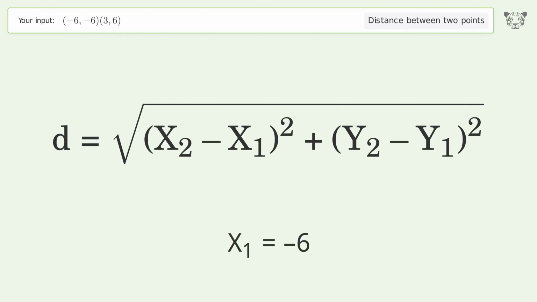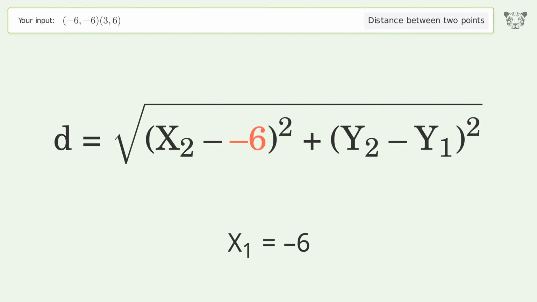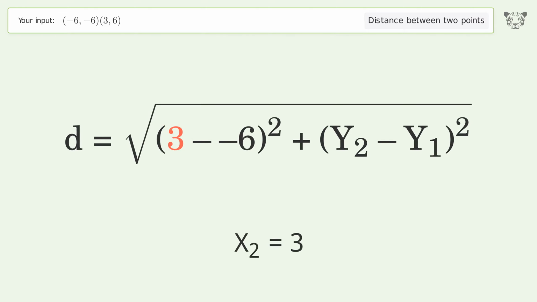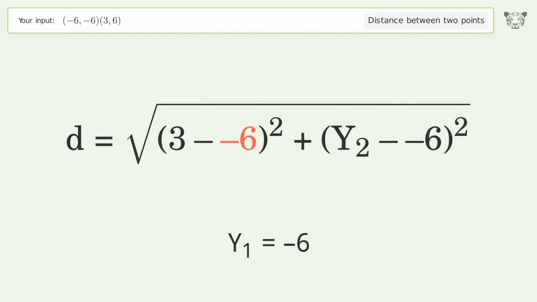x1 equals -6. x2 equals 3. y1 equals -6. y2 equals 6.